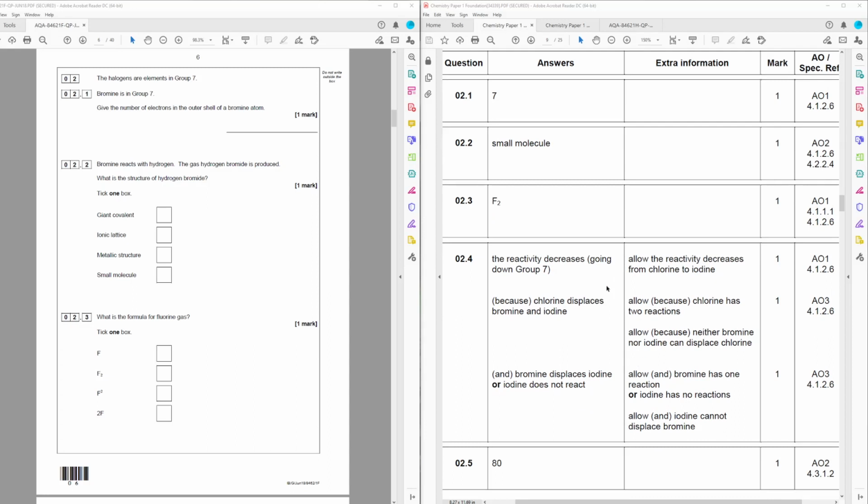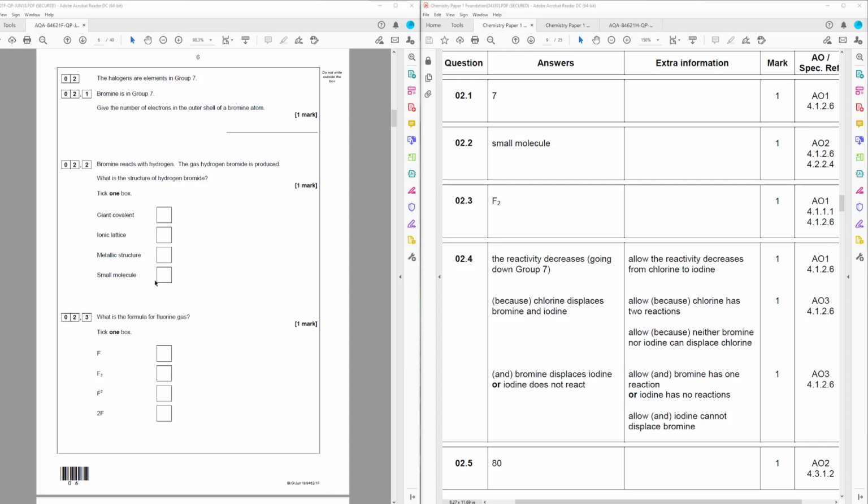Question 2 then. Number of electrons in bromine. It's group 7, it's halogen. So obviously, the answer should be 7 there. Structure for hydrogen bromide. So hydrogen, non-metal, bromine, non-metal. So non-metal is covalent. The right answer being small molecule is a little bit tricky in this one, because it's simple covalent. It's a small molecular covalent. It's not giant covalent like diamond or graphite.